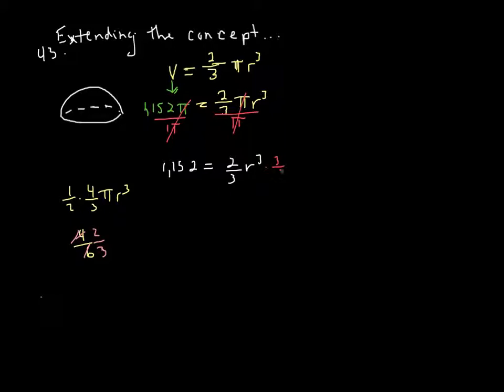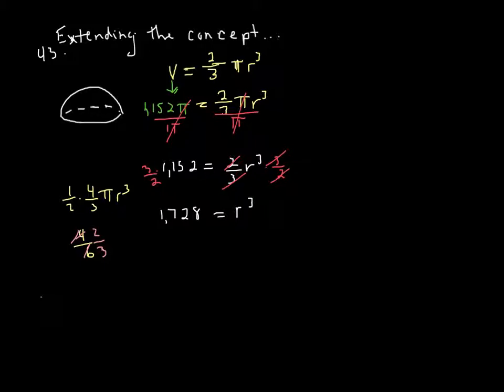I'm going to take a little bit of a shortcut, and I'm going to say let's multiply by the reciprocal of the fractions. The 3's cancel, and the 2's cancel at the same time, and I'll be left with radius cubed is equal to, I don't like that 3, let's fix that. Radius cubed is equal to 1,152 times 3 divided by 2, or times 3 halves, which is coming out to 1,728. And at this point, I'm taking the cube root of both sides.